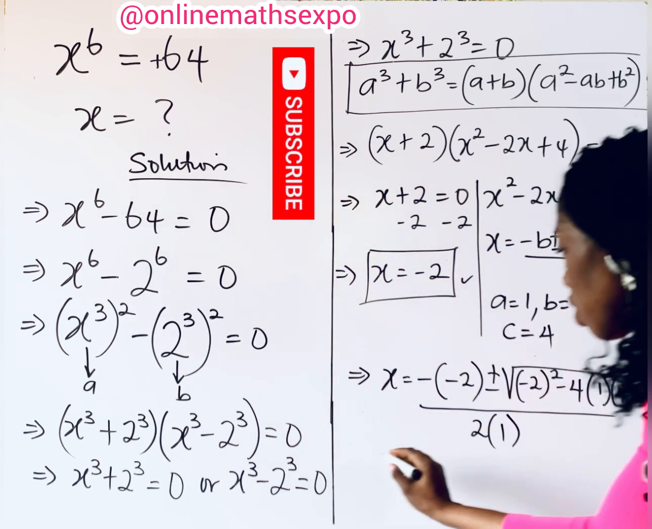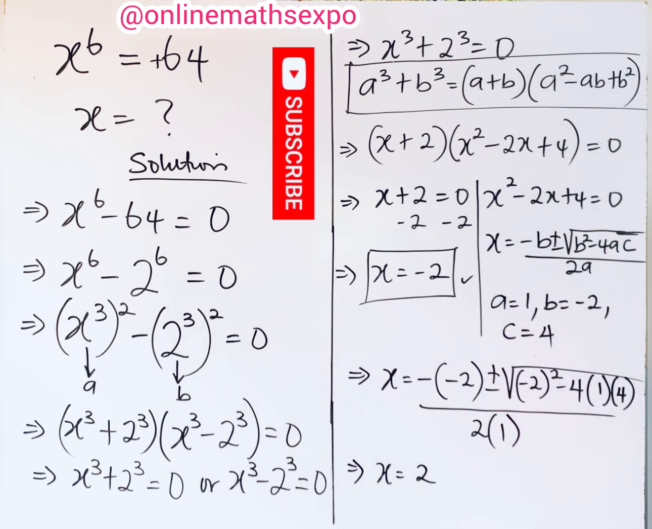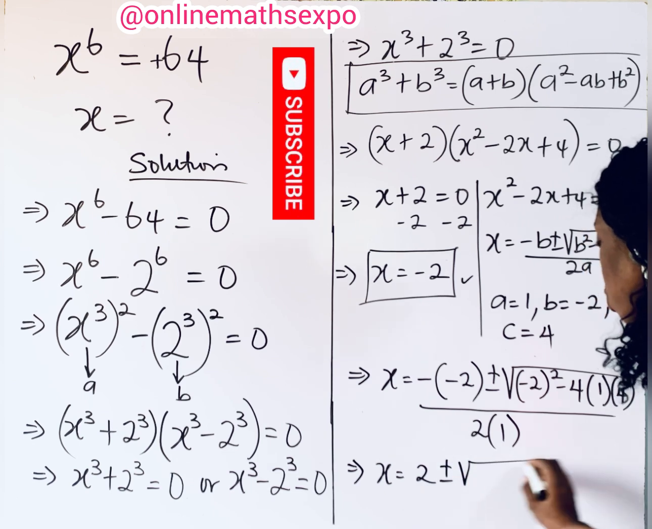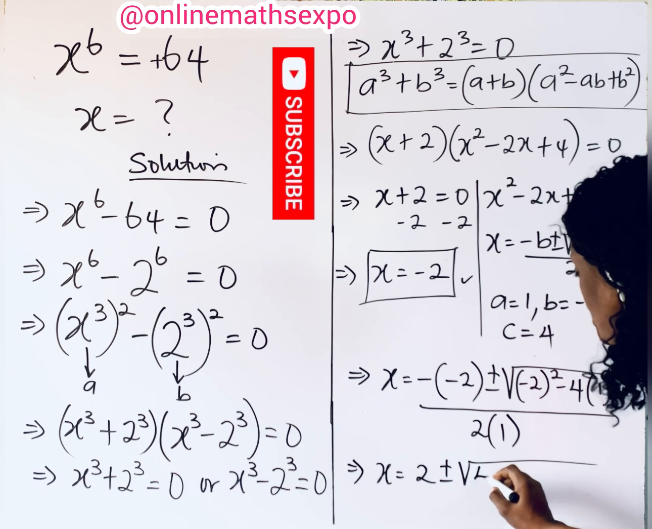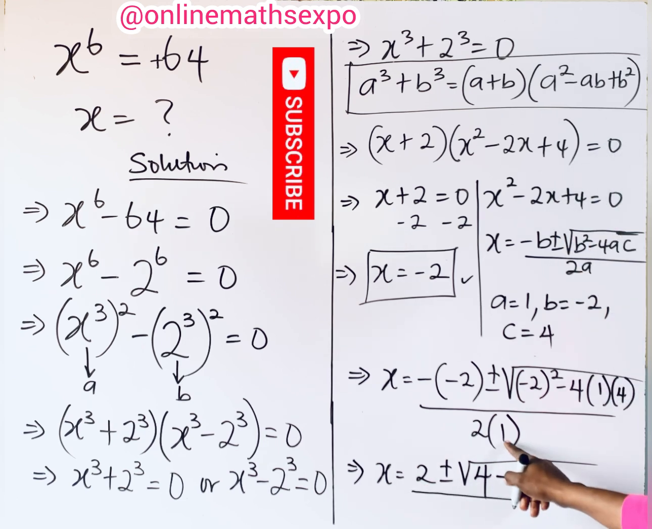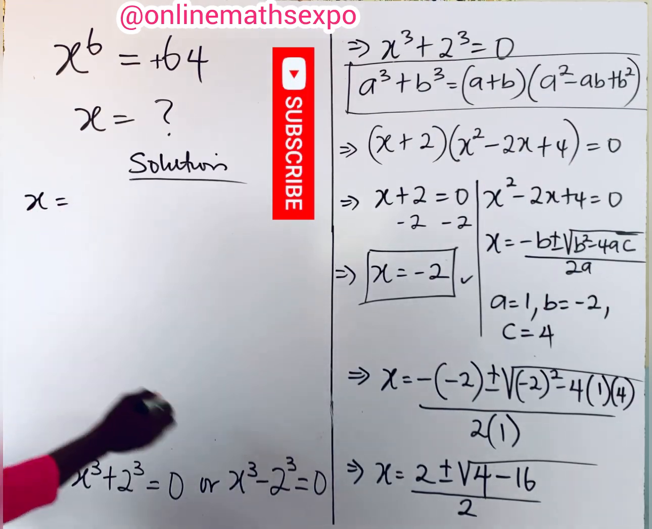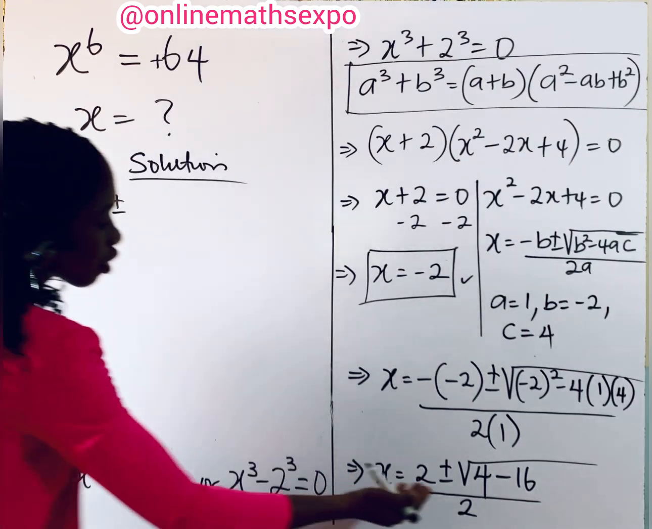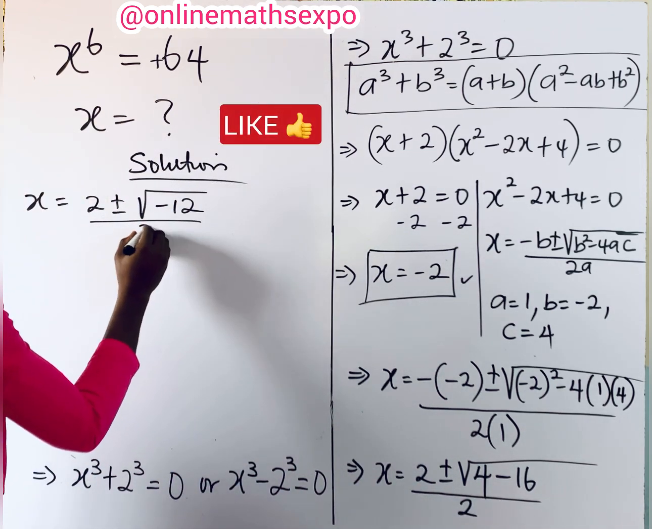So if you simplify this, you have x is equal to, negative multiplied by negative is +2, plus or minus square root of, -2 squared is -2 times -2 to give us +4. If you multiply this, it gives you -16. Okay, then divided by 2 times 1, which gives us 2. So if you simplify this, you are going to have x is equal to 2 plus or minus, subtract this, it gives us -12, then divided by 2.